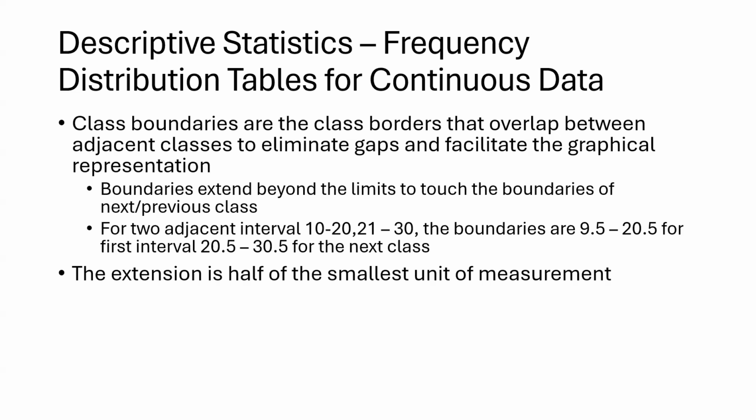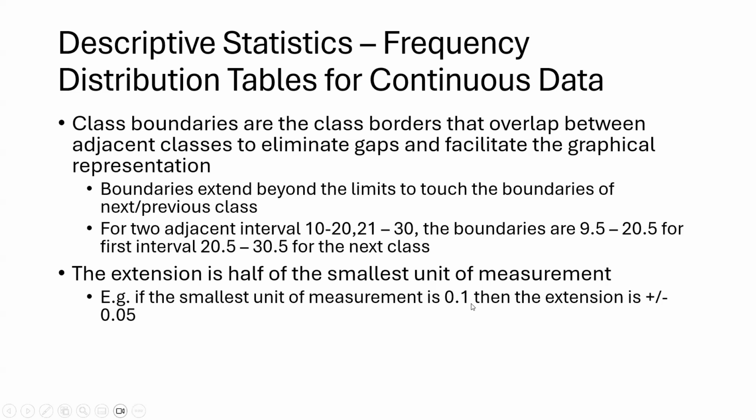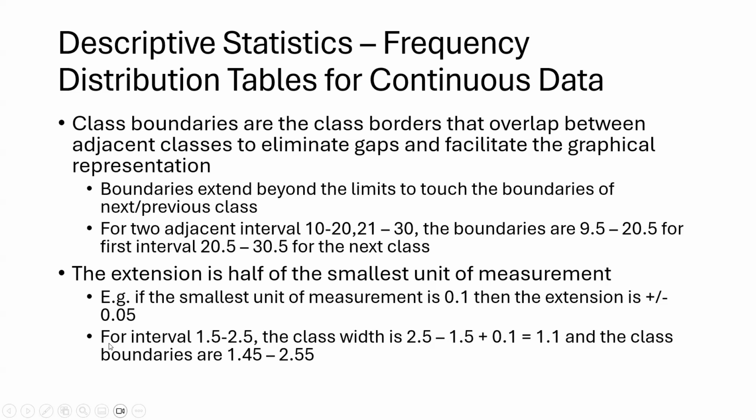But we also saw an example of heights, where we have values like 5.2, 5.3, 6.1, 4.8. Now in this, your precision is 1 decimal point. So the smallest measurement that can be made in this data set is 0.1. In that case, the extension is going to be half of this 0.1, which is 0.05. So for example, if the interval is 1.5 till 2.5, let's calculate the class width first. Here we are going to have 2.5, which is the upper limit, minus 1.5, which is the lower limit, plus 0.1, which is the smallest measurement unit.